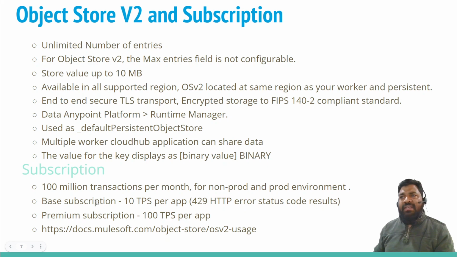By default, everyone gets the base subscription. If you have many calls, more than 10 transactions per second, you can go for the premium subscription. There is a limit in each case: I think 26 million transactions per month for the base subscription, and 100 million transactions per month for the premium subscription.